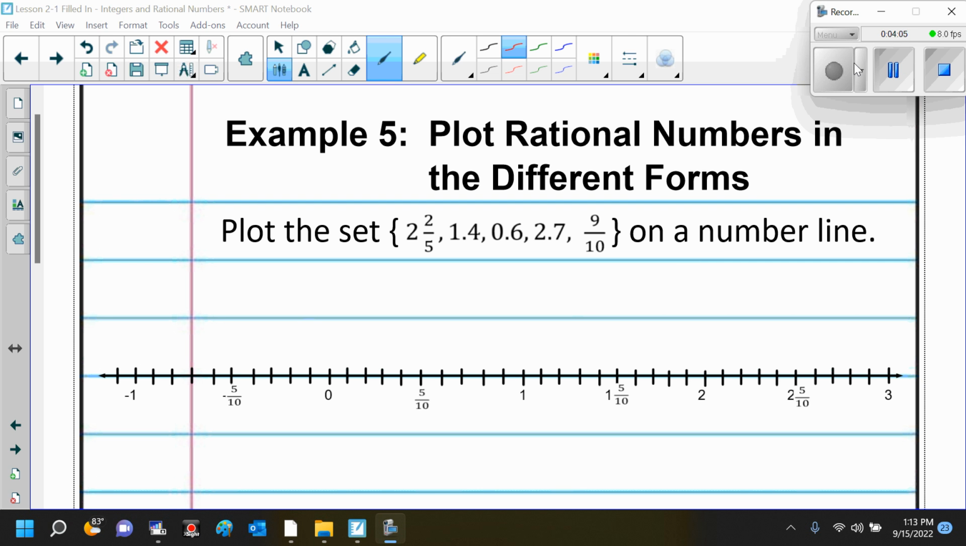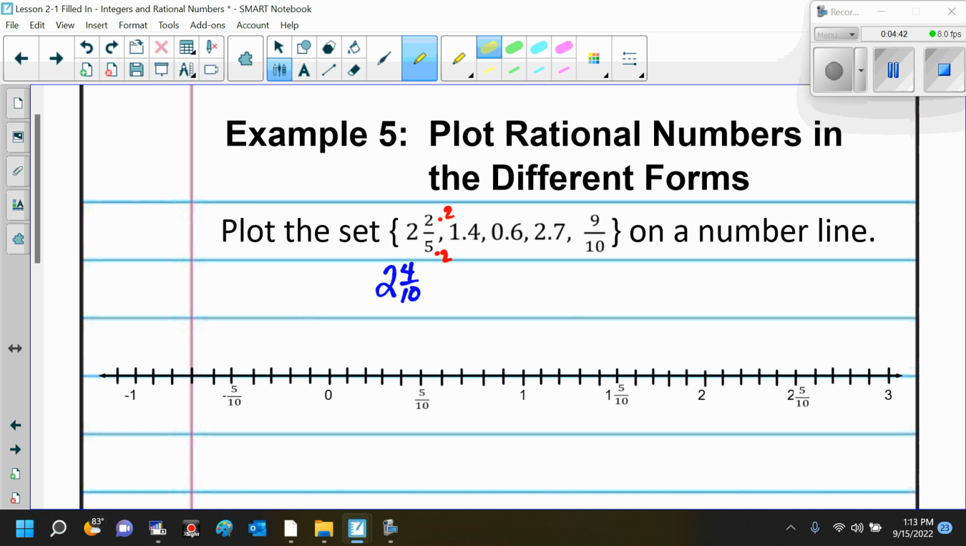So what do I need to do to that 2 2/5? That's the only one that's not tenths. How do I make it into tenths? 2. Very good. So we're going to multiply the numerator and the denominator times 2. And that's going to make that number 2 4/10. Very good. So this 2 2/5, when we graph it, is going to be 2 4/10.